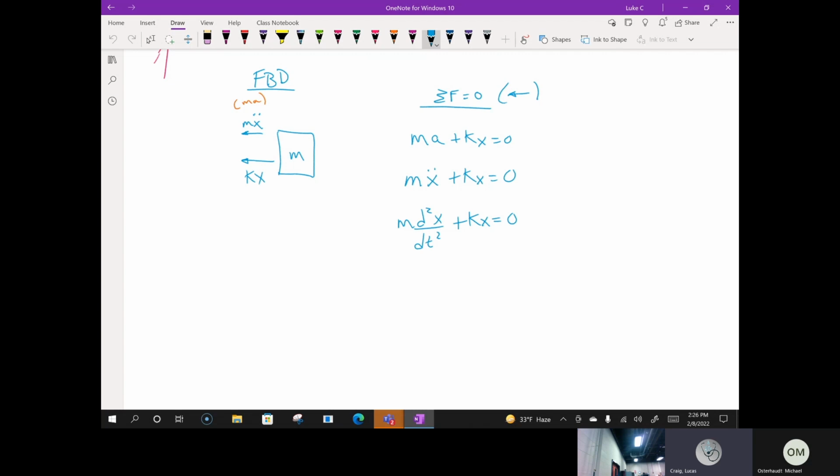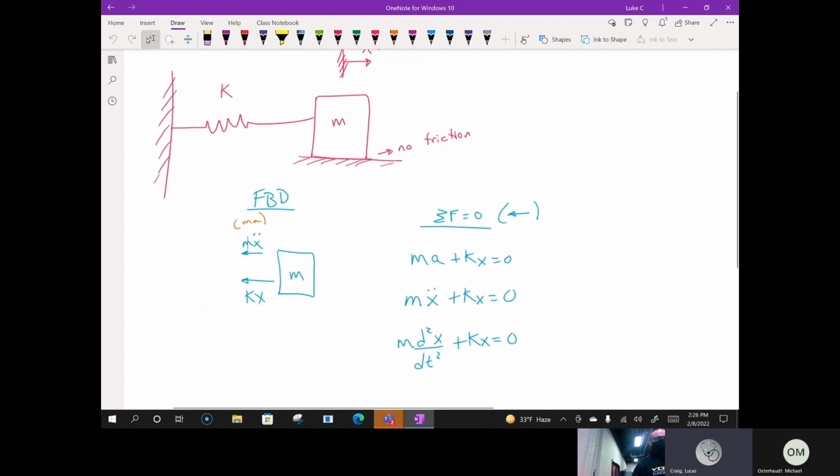Why are they important? What do they do? Go back to this problem we did. What did I say? If you looked at this mass system, what's going to happen?